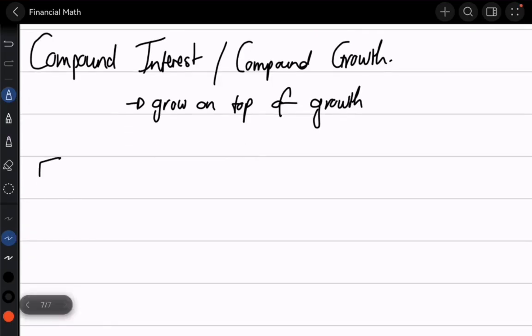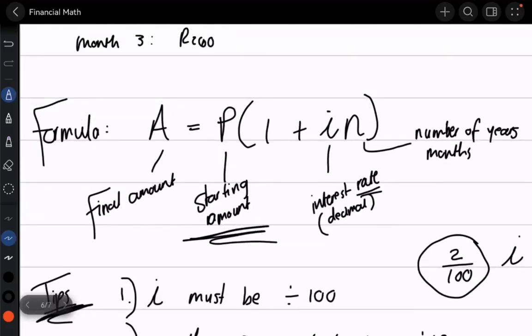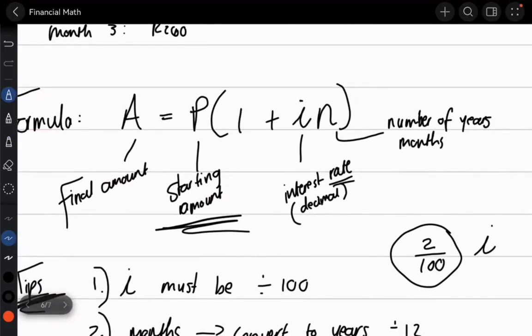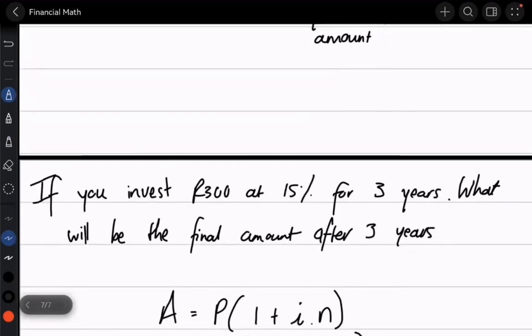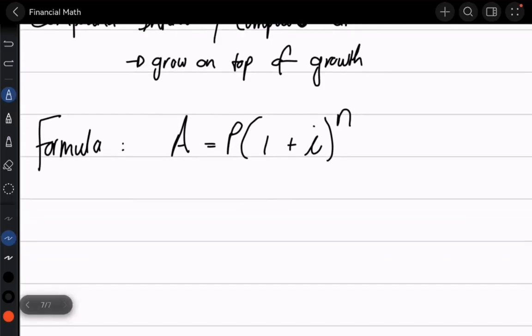And the formula for this is as follows. The formula is A equals P(1 + i) to the power of n. Same concept as those ones: A being your final amount, P being your starting amount, n the number of years, i the interest, same thing. But the only difference is the fact that your n is there as the power. Okay, so that's the difference between the compound and the simple interest.